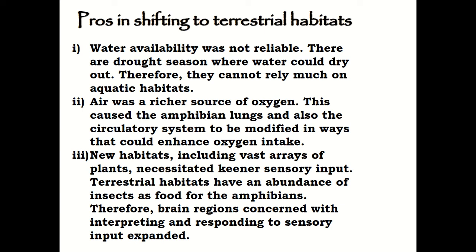Another pro in shifting to terrestrial habitat is that the new habitat, including a vast array of plants, necessitated keener sensory input, and the terrestrial habitat has an abundance of insects as food for the amphibians. Therefore, their brain region concerned with interpreting and responding to sensory input was expanded.